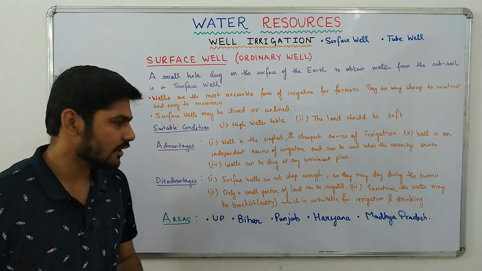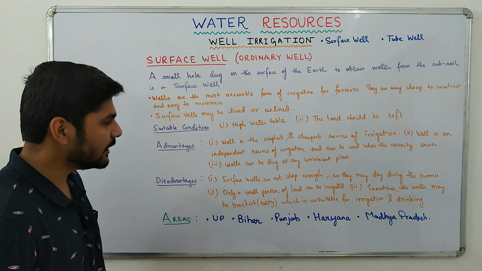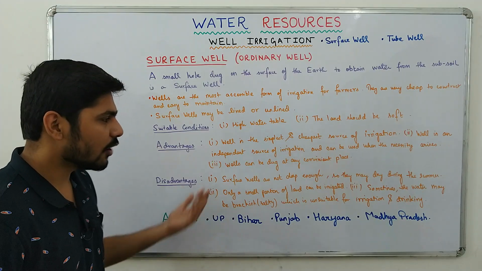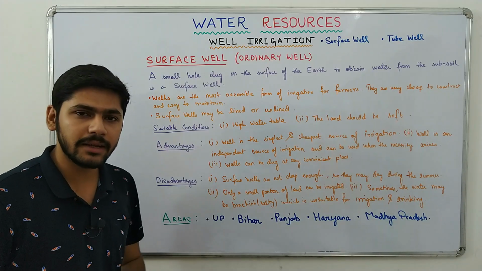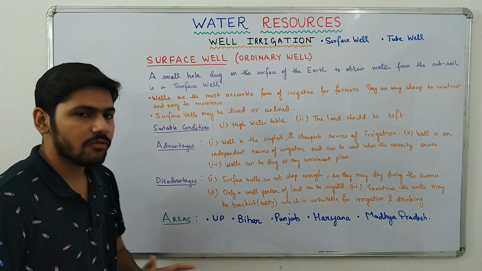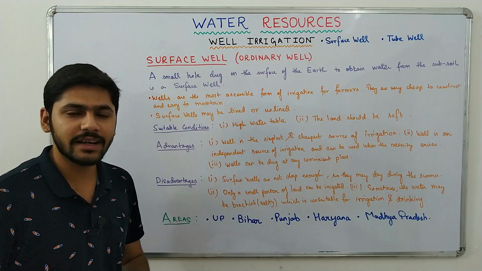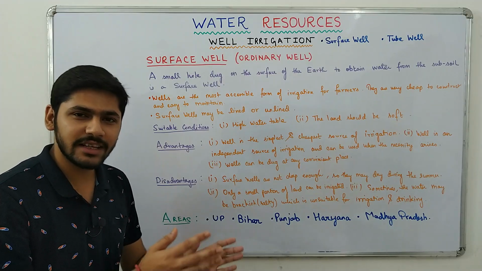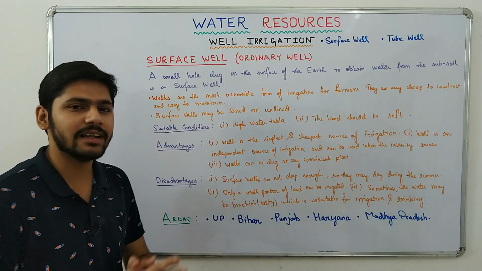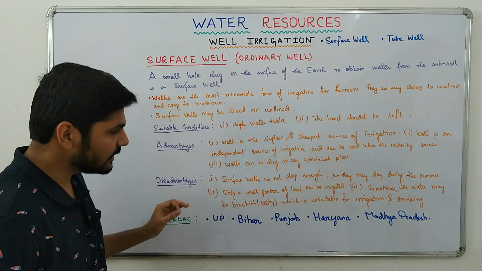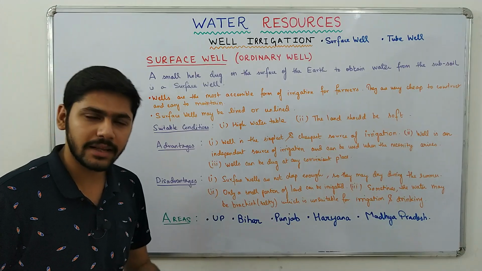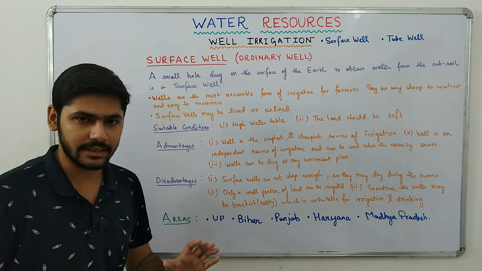Then wells can be dug at any convenient place. Now to dig a well, just find a convenient place and wells can be dug. For canals, first of all you need a river, then you need a lot of conditions to be satisfied, then the canals can be constructed. But for wells, you just have to find a convenient place and wells can be dug easily.